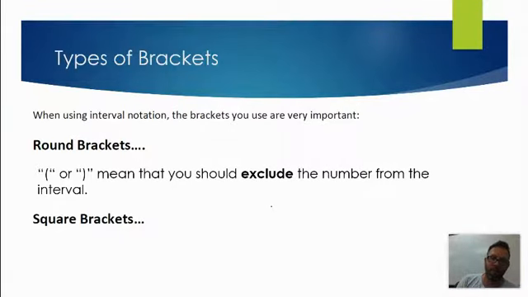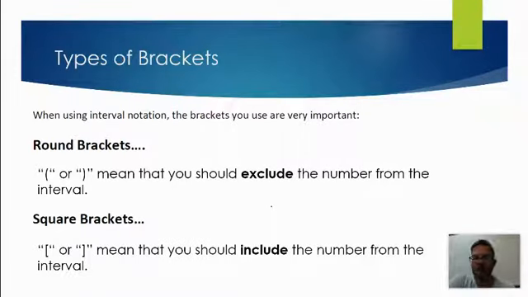Square brackets mean that we include the number in the interval. That's better grammar there. We're in math, though. It's okay. So round brackets, you don't include a number. Square brackets, you do include a number.